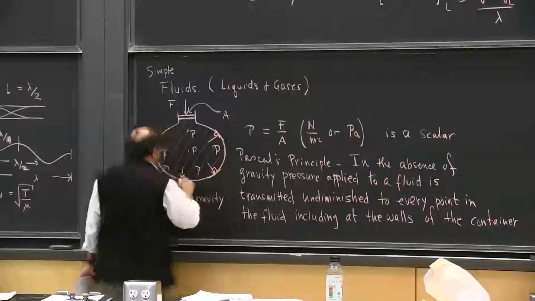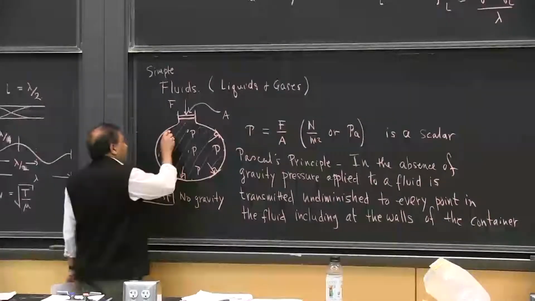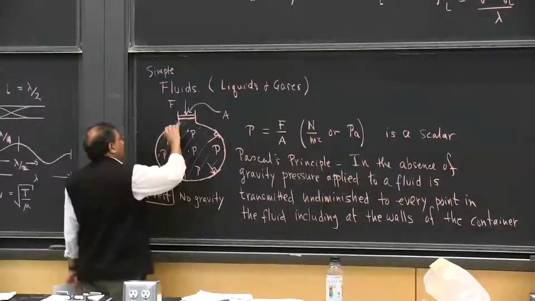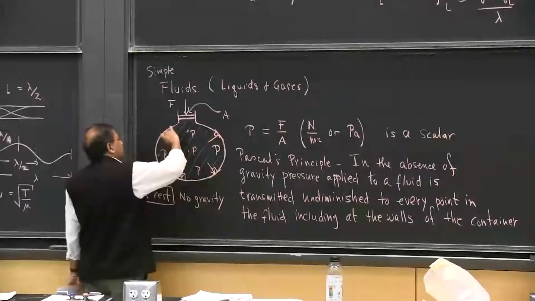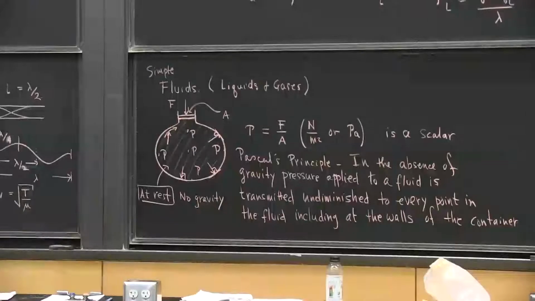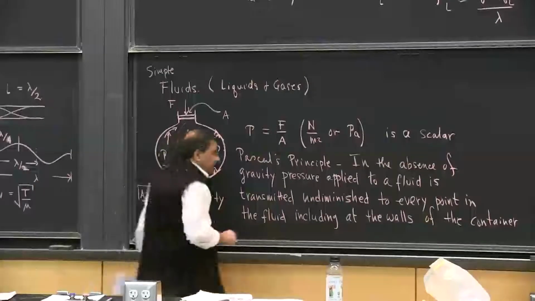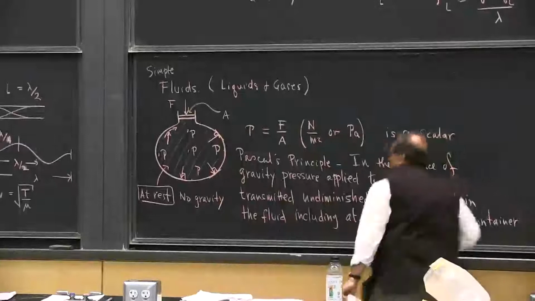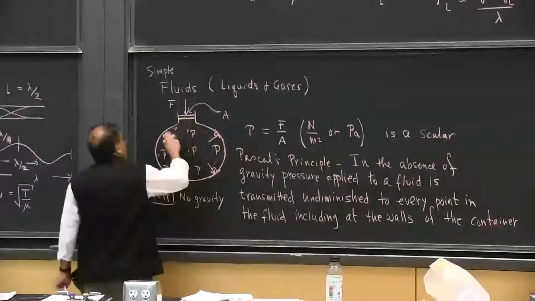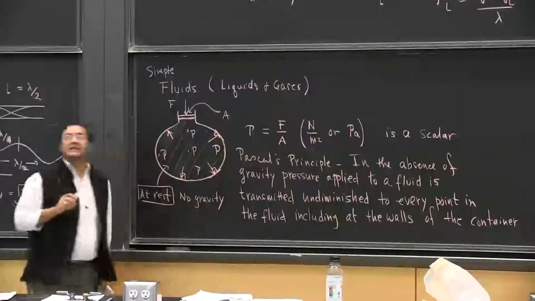And the reason is, suppose there was an unbalanced force here, that unbalanced force would stimulate the fluid to actually move here, and then the condition for the fluid being at rest would be violated. So for the fluid to be at rest, it is therefore imperative that the force that is being exerted by the liquid on the walls be exactly perpendicular and nothing else.